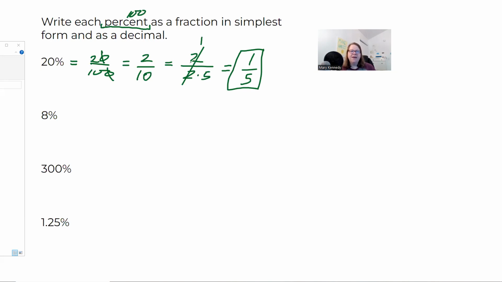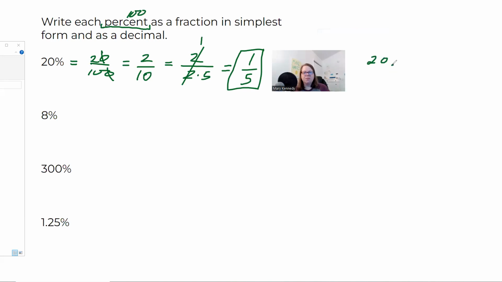That's good to know. And then as a decimal. And so for the decimal, when it's percent, you're going to take the 20, the number, whatever the percent was, and you're going to divide by 100, which is what we had here. But all you're really going to have to do is move the decimal back 2 places. So the new decimal is right here. Okay. And so 20% as a decimal is 0.2.